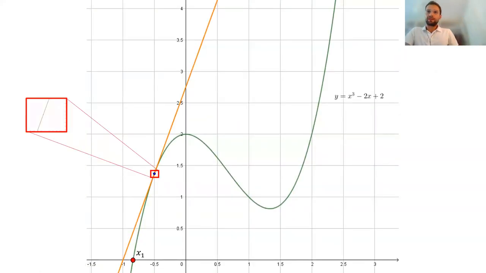So what does the Newton method do? It says, okay, if the tangent line approximates the curve very nicely, let's substitute the line for a moment. And the iteration that we want to do is the following.